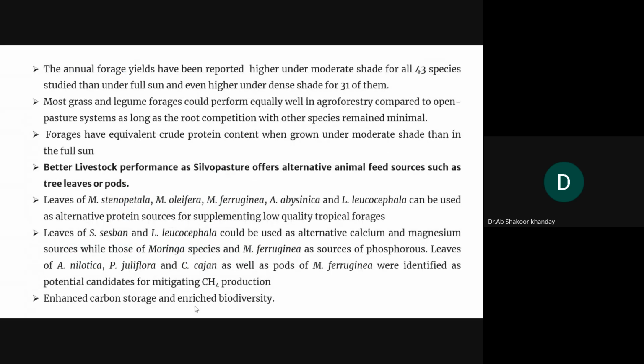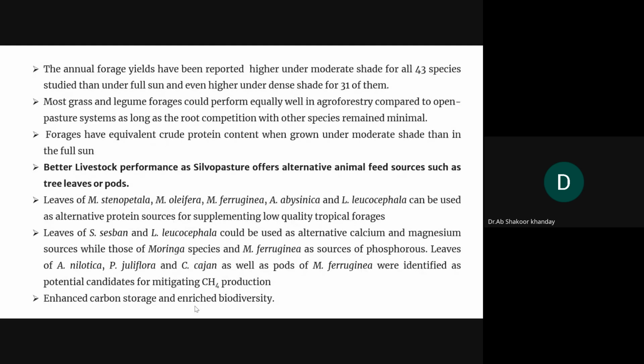The annual forage yields have been reported higher under moderate shade. Scientists have studied around 43 species of forage crops in one study, and they reported that forage yields were higher under moderate shade, and even higher under dense shade, for 31 of them. Most grass and legume forages could perform equally well in agroforestry compared to open pasture systems as long as root competition with other species remains minimal. Forages have equivalent growth and protein content when grown under moderate shade as in full sun.